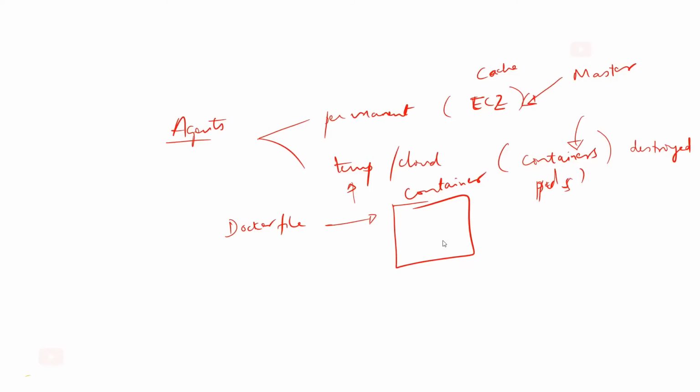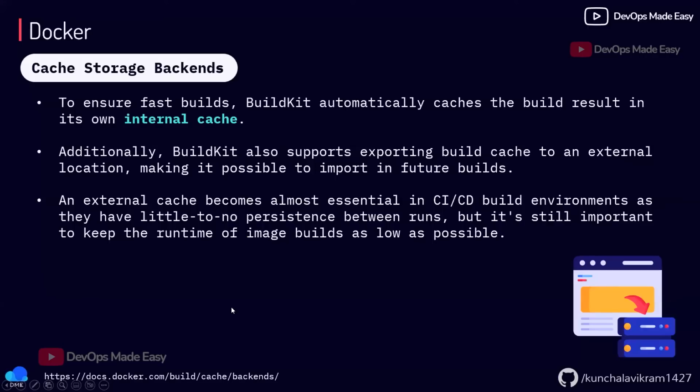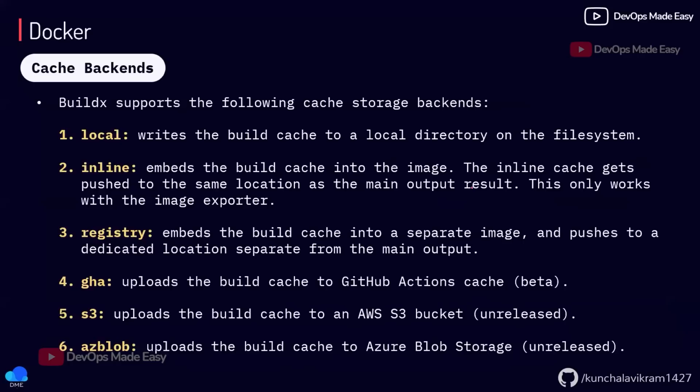Okay. In this case, it will increase your build time. So if you can upload the cache to some remote location, we have a lot of them, we can use that remote cache to speed up the builds in our CI/CD pipelines. That is the main use of this cache backend. Otherwise, the local cache is sufficient.